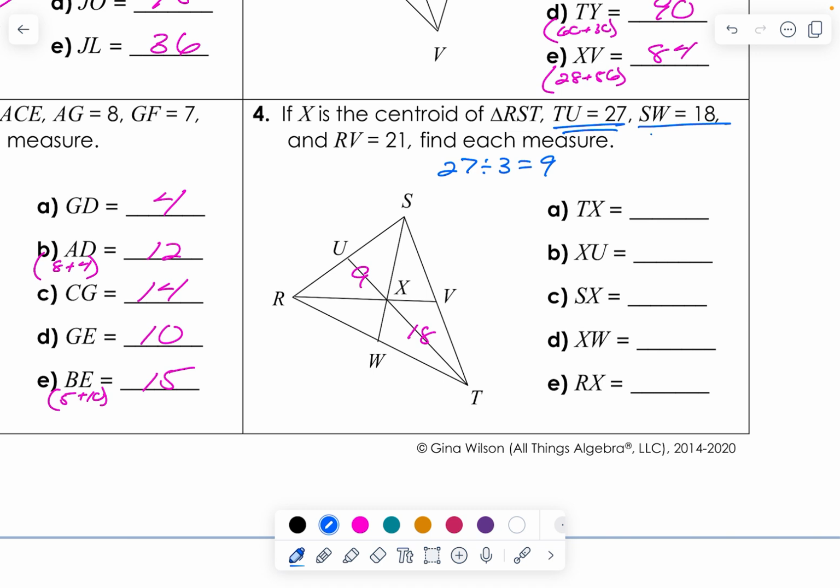This one too, SW is 18. That's the whole candy bar. So we're going to do 18 divided by 3, 6. So that means for SW, 1 part, 2 parts. And notice it all adds up to 18. And then RV is 21, that is also a candy bar. So 21 divided by 3, 7. 1 part, 2 parts. So filling in what we know, what we figured out, TX was 18, XU 9, SX 12, XW 6, RX 14.